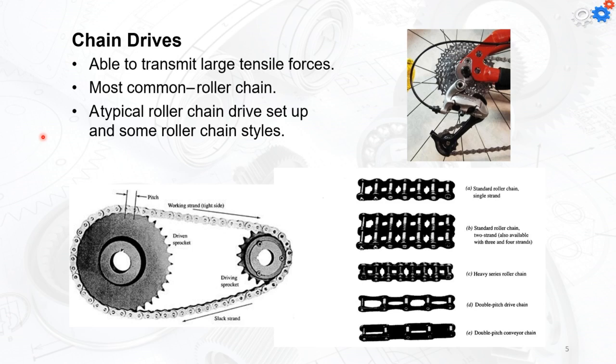A typical roller chain drive setup, and some rollers are going to have a chain style. You can have either single strand, double strand, and you can go up to 4 strand. You can see that we have the heavy series type of the roller chain. We have the double pitch value, which you can see is going to be a doubled gap. And we have the double pitch conveyor chain, which actually has thicker plates on the sides. That makes them more flexible in pitch value, but also stronger to take the stresses.